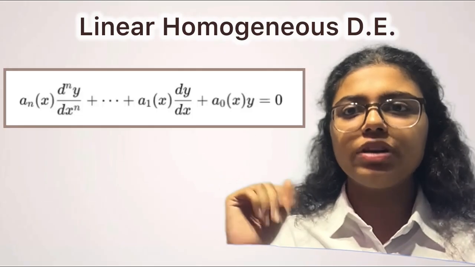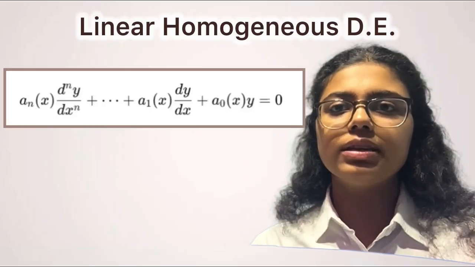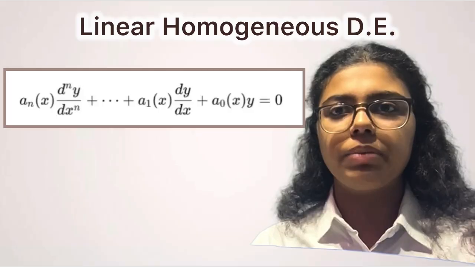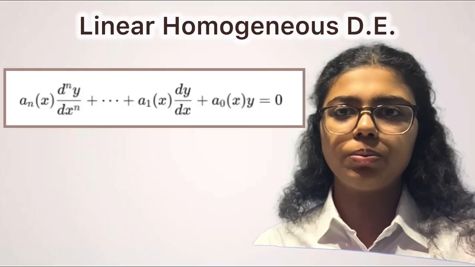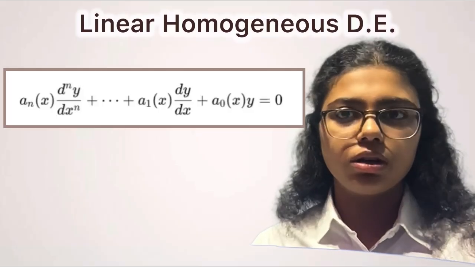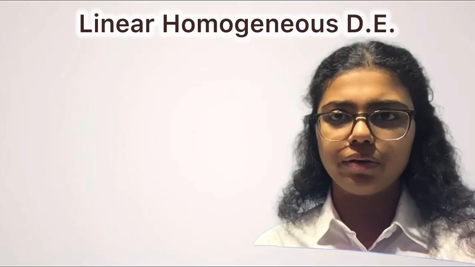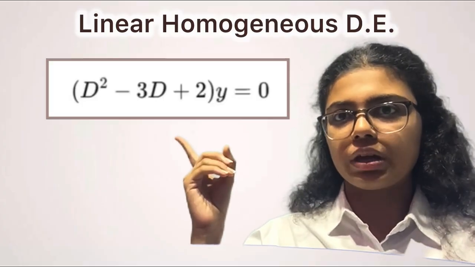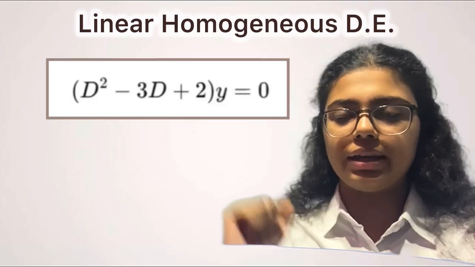This type of differential equation represents the natural behavior of a system, how it evolves on its own based solely on its internal properties. There are no external forces or influences involved. To make this more concrete, let us look at an example. Here D is equal to d by dx.